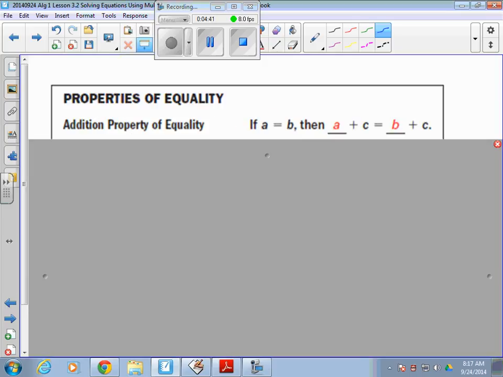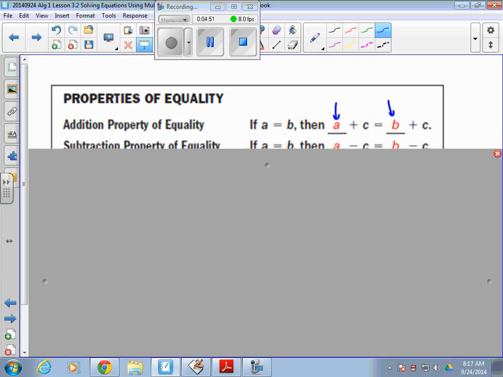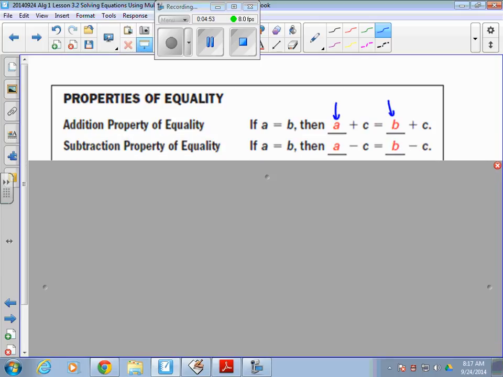Properties of equality. The addition property says if A is equal to B, then A plus C is going to be the same thing as B plus C, since A and B are equal. Okay, the subtraction property is the same thing, just in reverse. It says if A is equal to B, then A minus C is equal to B minus C.